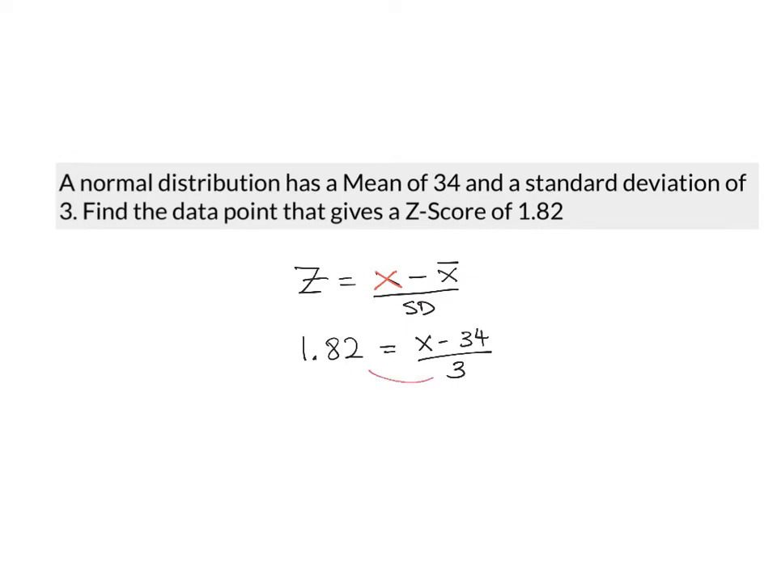So we're going to multiply upwards here, and 3 times that equals 5.46, which equals x minus 34. We're going to bring the 34 to this side and add it, so that x equals 34 plus 5.46, which equals 39.46.